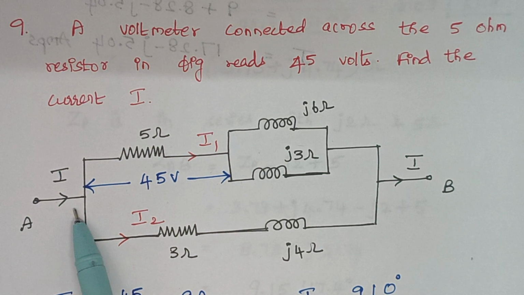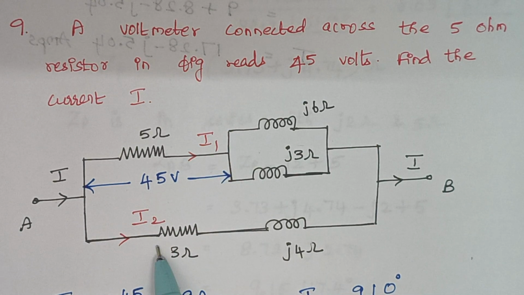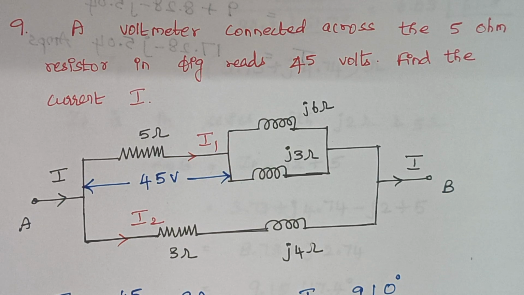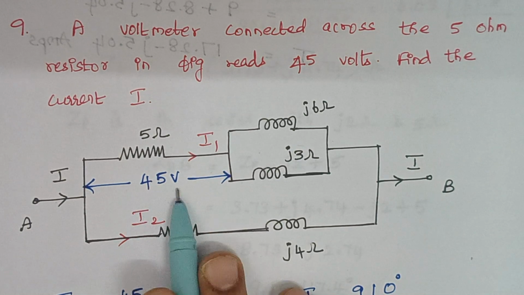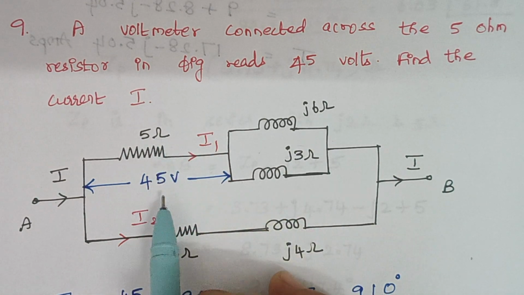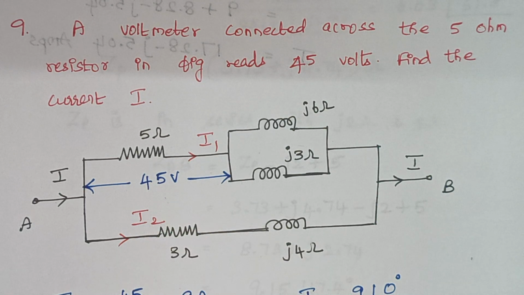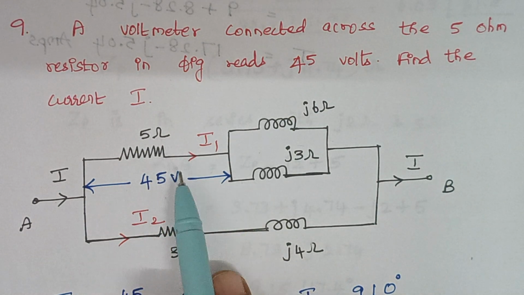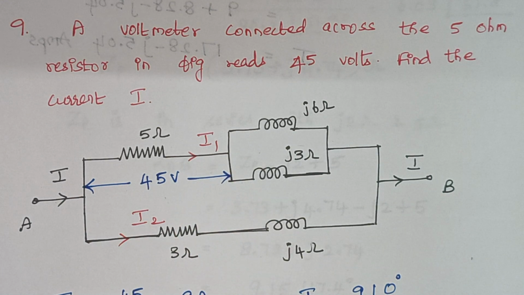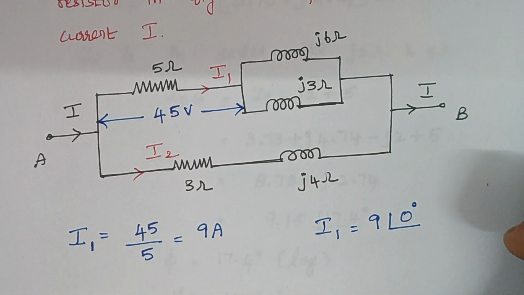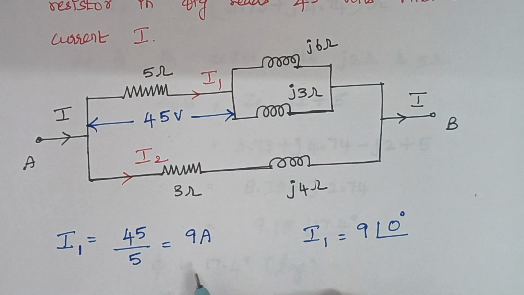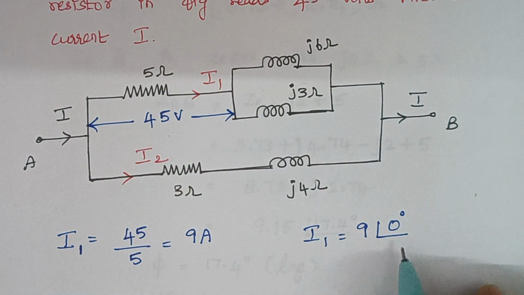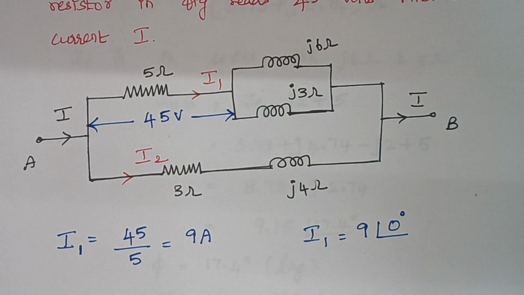I is nothing but I1 plus I2, right? The first thing is, it is very easy to calculate I1. Do you accept or not? You see here we have 45 volt, that is the voltage across this 5 ohm resistor. Then how to calculate current? I is nothing but V by R. So 45 by 5 gives the value of I1, it is nothing but 9 amps. I1 is calculated easily. When you represent I1 in polar form, it is 9 with an angle of 0 degrees.